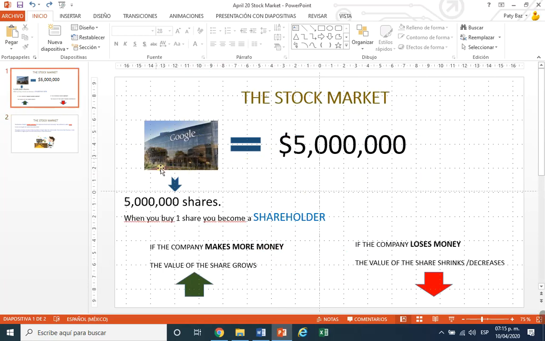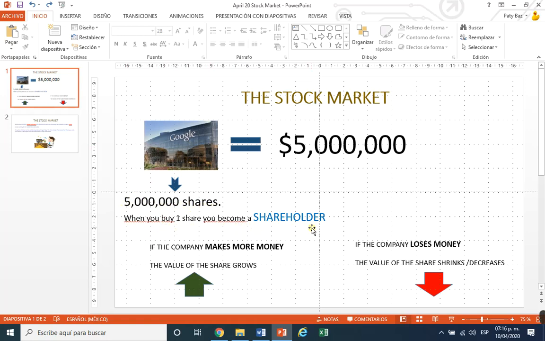Imagine that Google is a company that is worth $5 million. In order for Google to make more money, to have more investors, people that can give them money to grow, it is divided into 5 million shares. That means 5 million parts, okay? Every part is called a share. When you buy one share, you become a shareholder.